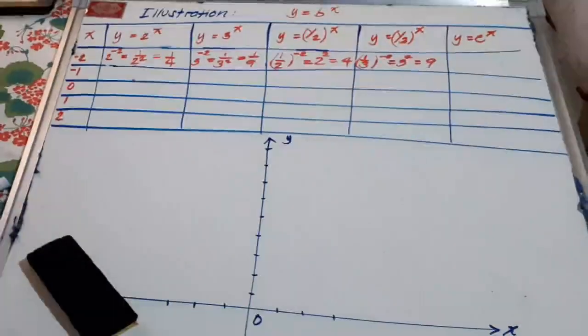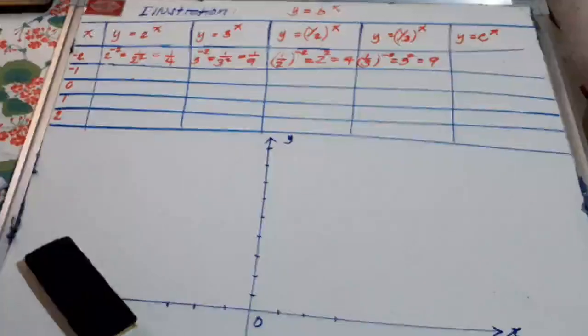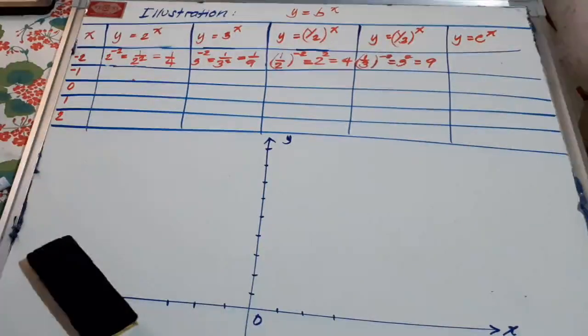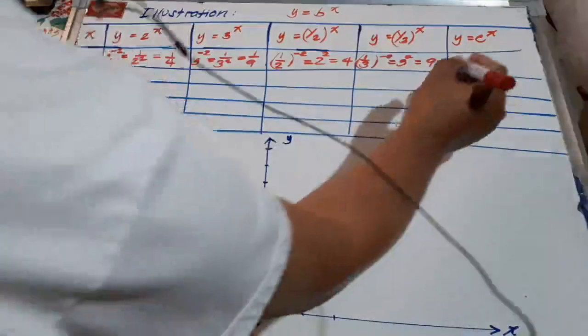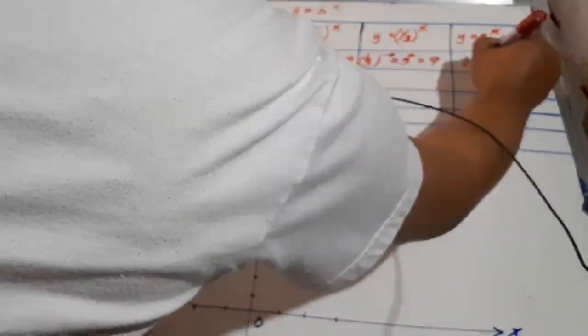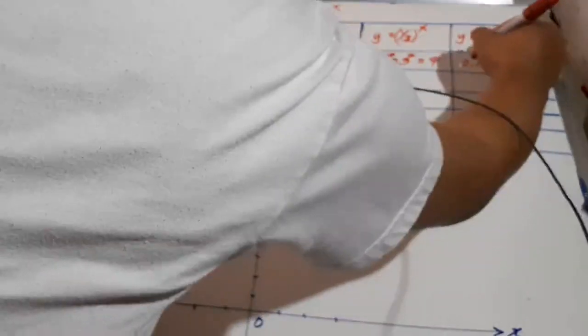And then for the natural exponential function, we're going to use a scientific calculator. Most calculators have an e to the x function key. All you have to do is to locate it in your scientific calculator. Ito nasa ilalim, so I'm going to press shift e to the x, and then I'm going to input -2. We have 0.135. Kunin ko na lang 3 decimal value. 0.135. That is e to the -2.